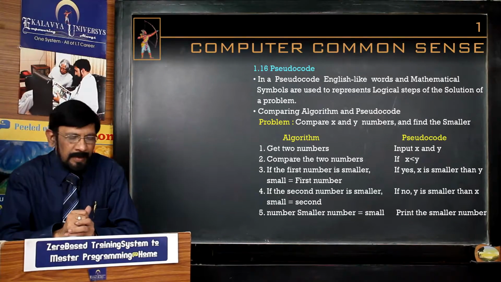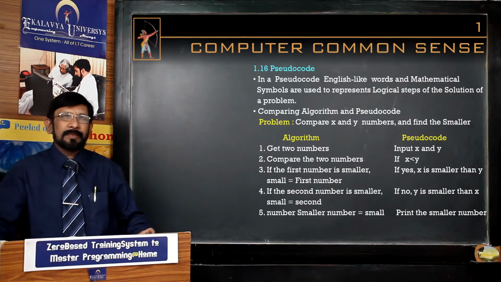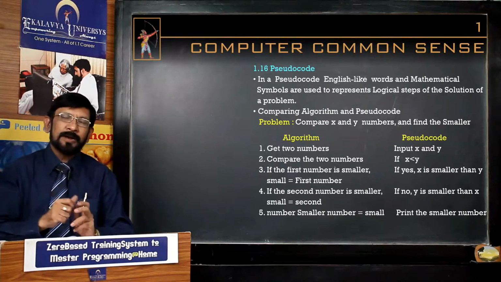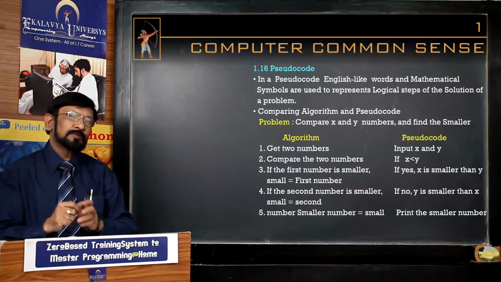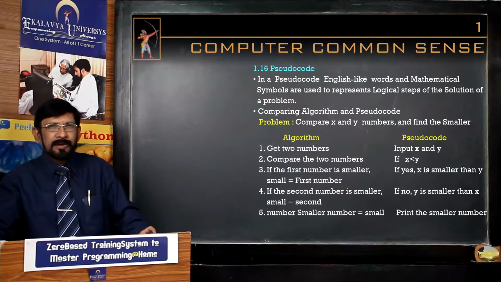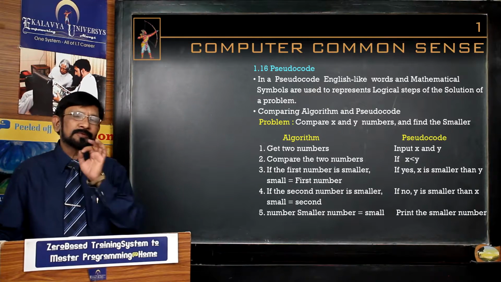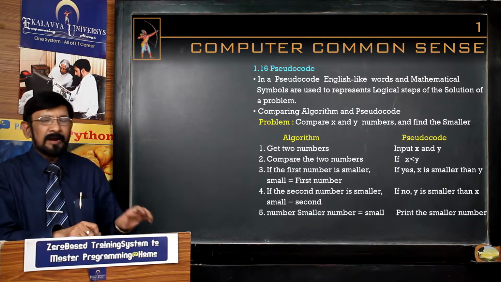Hello friends, after understanding descriptive algorithms and flowchart, now let us focus on pseudocode. The literal meaning of pseudocode is false code. Why is it called false code?